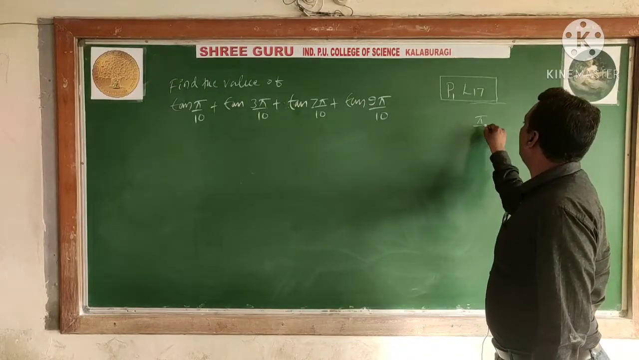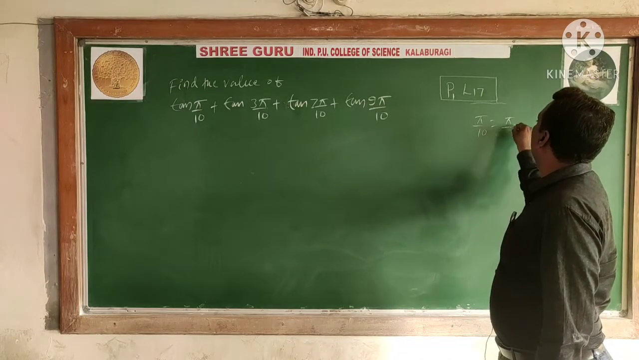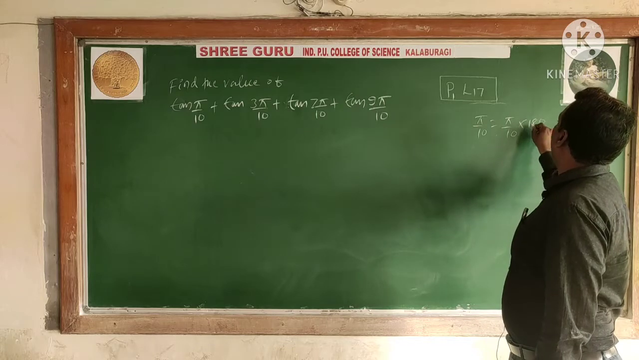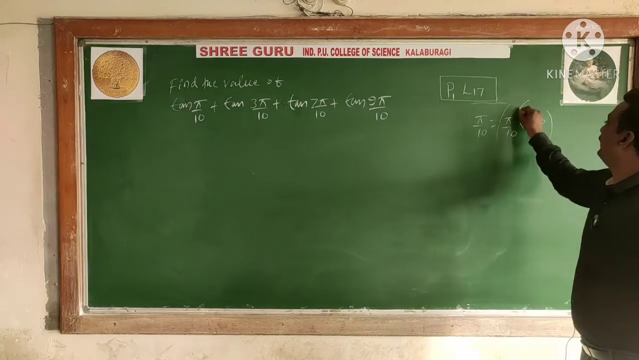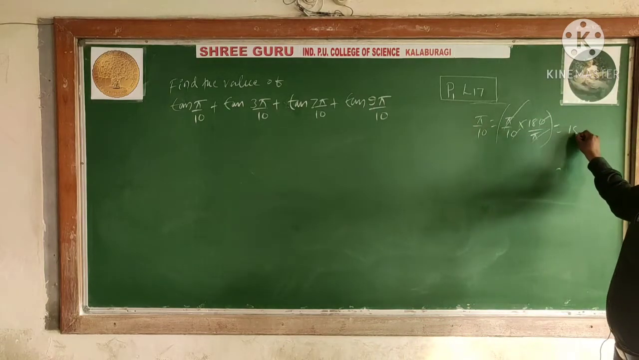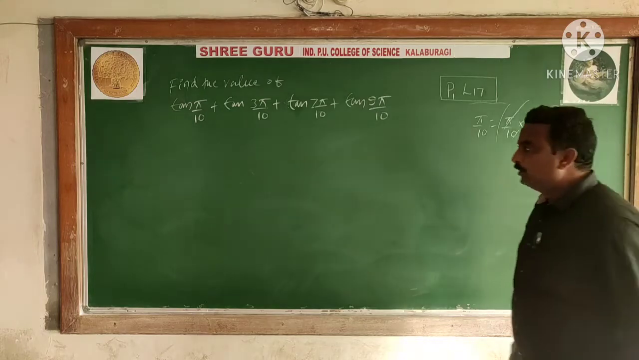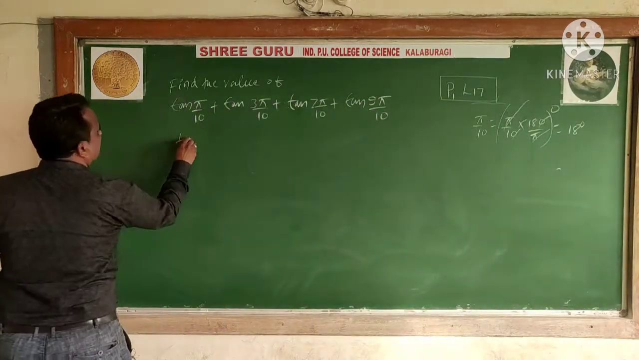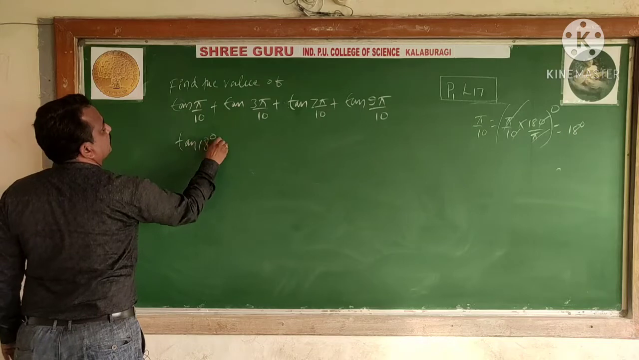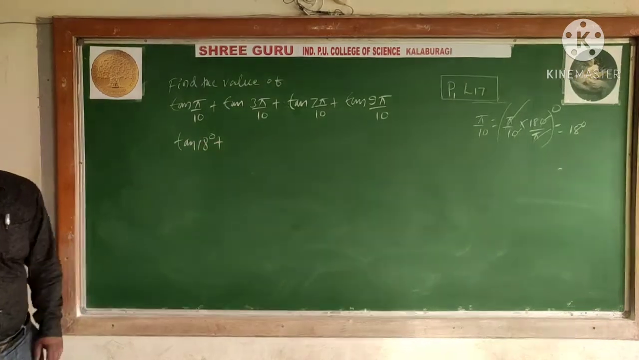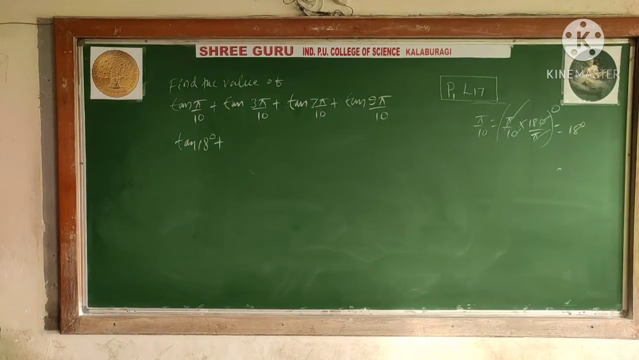So here I am calculating pi by 10. It is very simple. It is pi by 10 multiplied by 180 by pi. This pi and pi cancel. How much is it? 18 degrees it becomes. So pi by 10 becomes 18 degrees. Now write similarly 3 pi by 10.